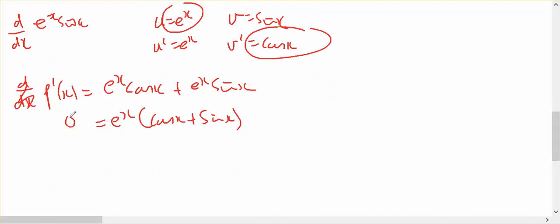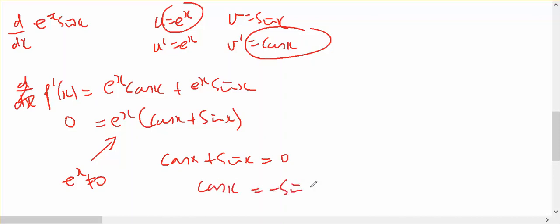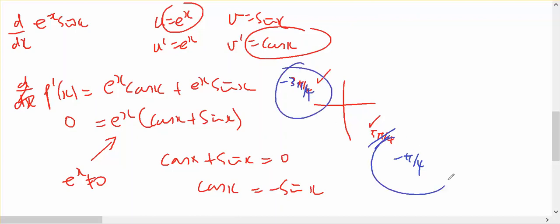And I want to set that equal to 0 because I'm looking for the maximum. E to the x is never 0. Therefore, cos of x plus sine of x equals 0. Cos of x equals negative sine of x, which will be in quadrant 2 and quadrant 3. So 3 pi on 4 and 5 pi on 4. However, I want negative answers only. So therefore I want minus pi on 4 and minus 3 pi on 4. They're my two solutions in those.